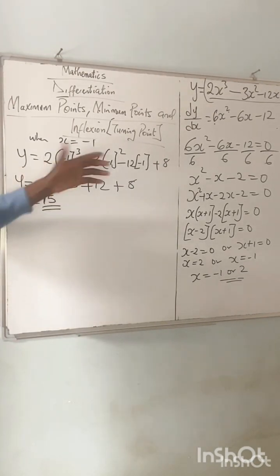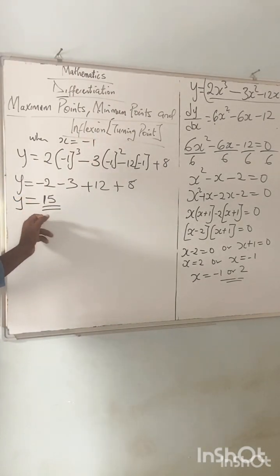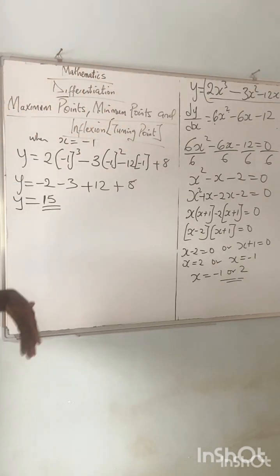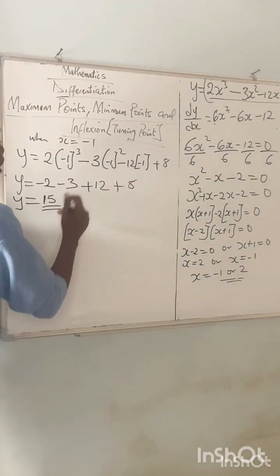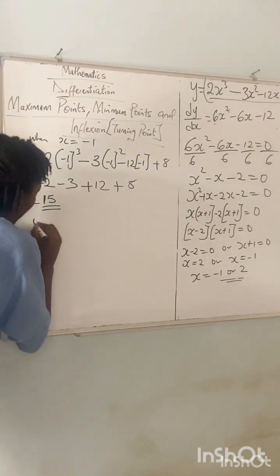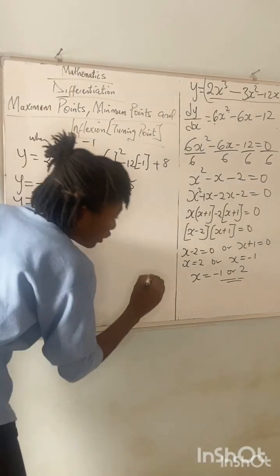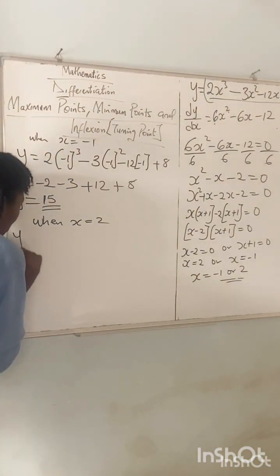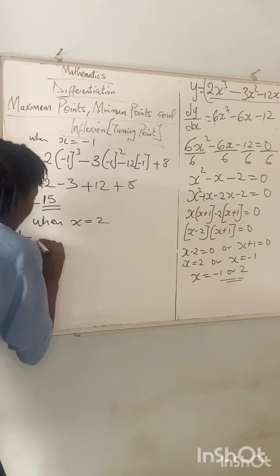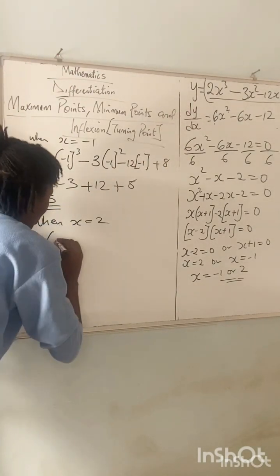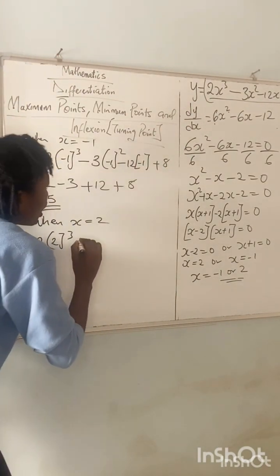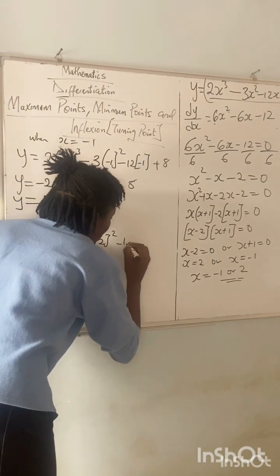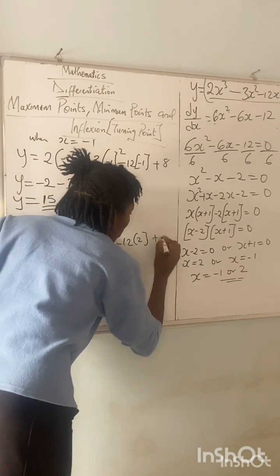You can see that when we inputted, we got a positive, so it's going to be above the x axis, as that is a positive value of y. Now for the next value of y we want to get, our x is equal to 2. So we'll still substitute into the main equation. We'll be having that y is equal to 2 raised to power 3 minus 3 times 2 raised to power 2 minus 12 times 2 and plus 8.